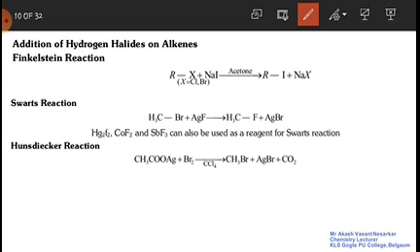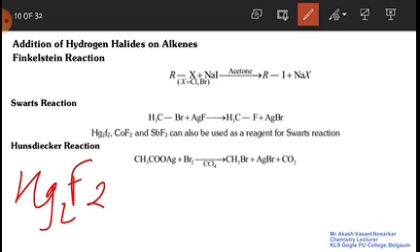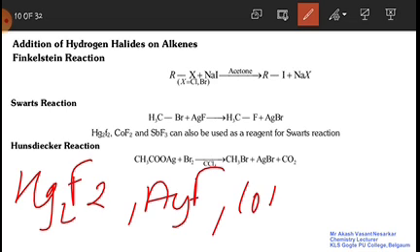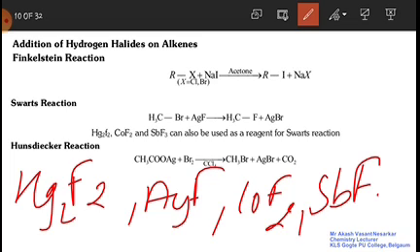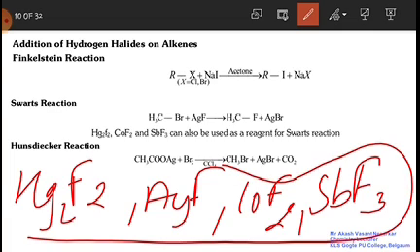Swarts reaction is also a halogen exchange reaction, but here we are going to prepare fluoroalkanes, not iodoalkanes. Iodoalkanes mean Finkelstein, fluoroalkanes mean Swarts reaction. So fluoroalkanes are prepared by heating alkyl chlorides or alkyl bromides with a metal fluoride such as mercurous fluoride, Hg2F2, or silver fluoride, cobalt fluoride CoF2, SbF3. By using these reagents we can prepare fluoroalkane from alkyl bromide or alkyl chloride.